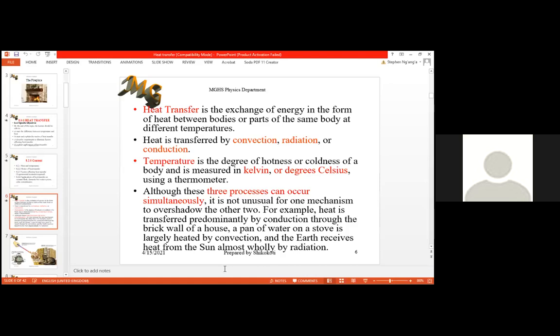I was asking, does heat transfer only take place in the same body? No, it says between bodies or parts of a body. It can be between two separate bodies. It can be within the same body. Okay?